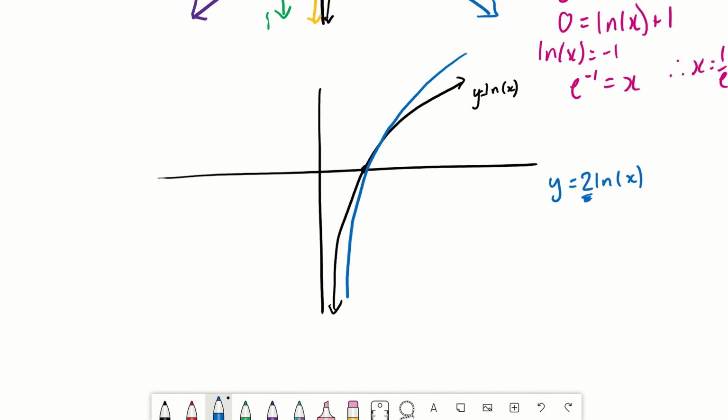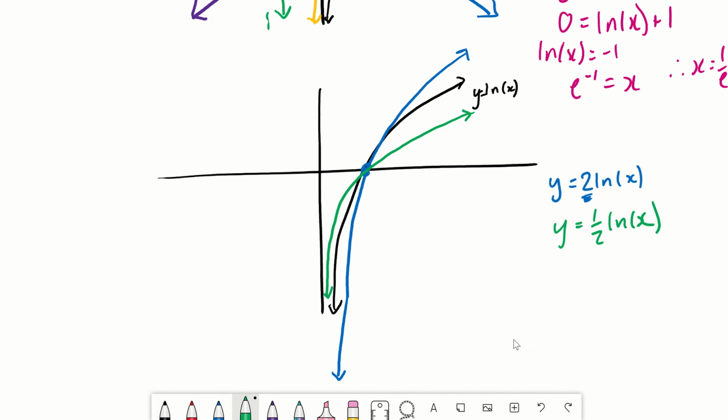Not great, but the thing is, it still has an asymptote at the y-axis there, so it will still eventually come down there. Definitely not a good drawing. It passes through the same intercepts, has the same asymptotes, but it's steeper. So if I did y equals a half log of x, this time it's shallower and would go like that.